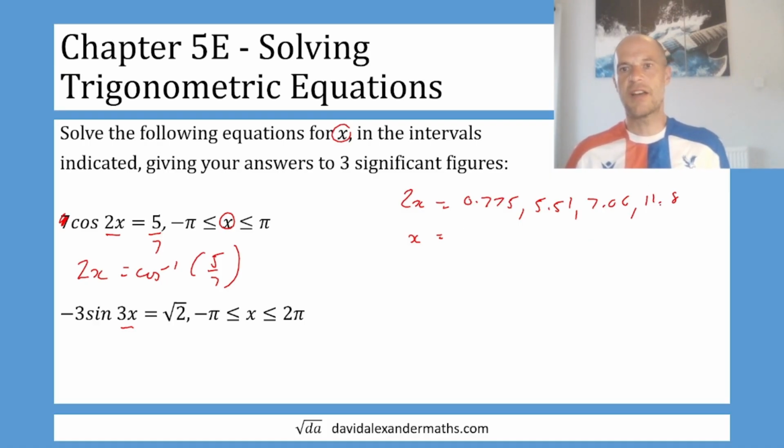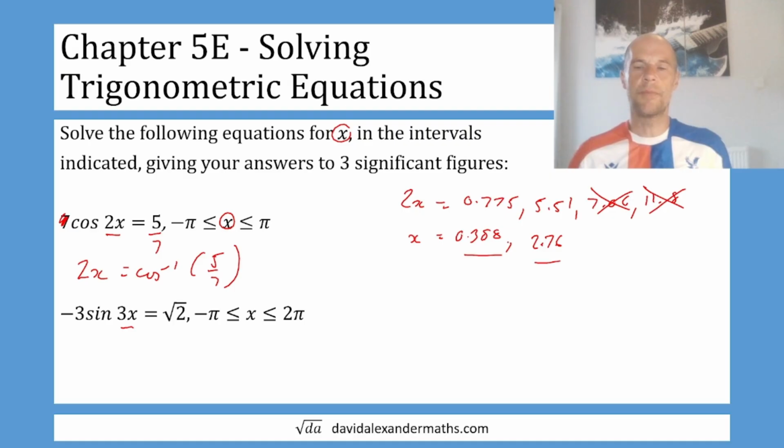Half of 11.8 is definitely greater than pi, so forget that one. 7.06 halved is greater than pi as well, but 5.51 divided by 2 is 2.76, which is definitely within range, and 0.775 halved is also within range, 0.388. Okay, so I have two solutions, but there might be more. I've not considered the ones that are negative.